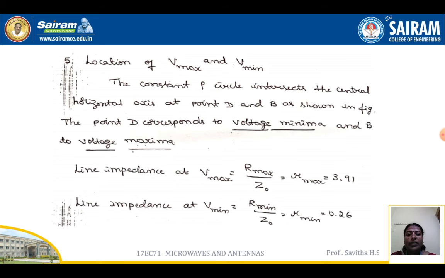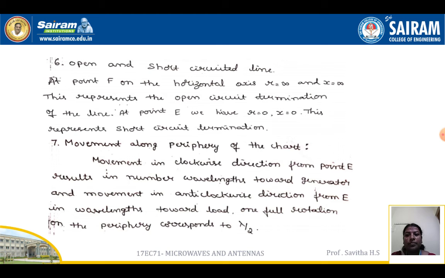So the line impedance at V max is R max by Z naught, that is 3.91, and the line impedance at V minimum is R minimum by Z naught, that is R minimum is equal to 0.26.